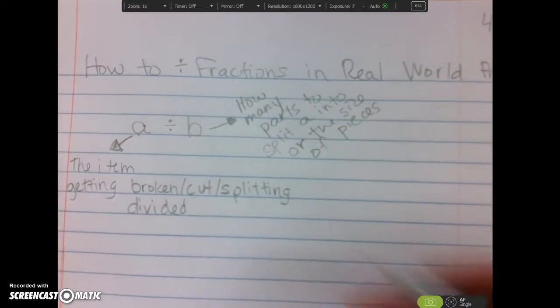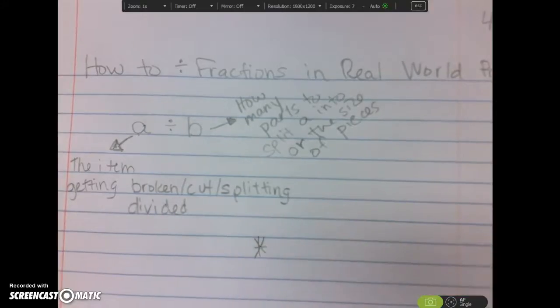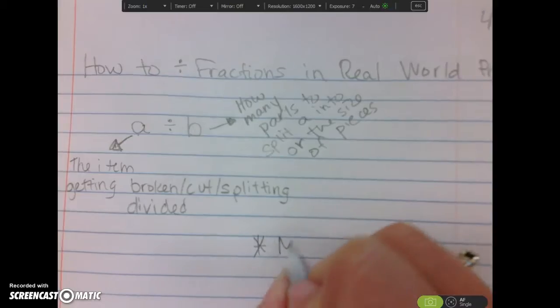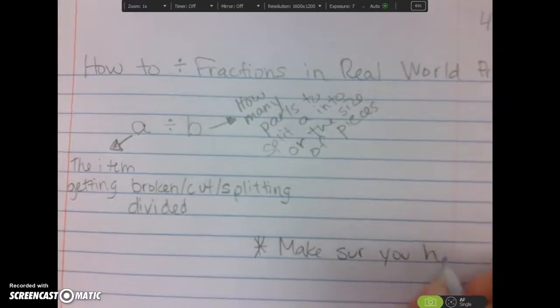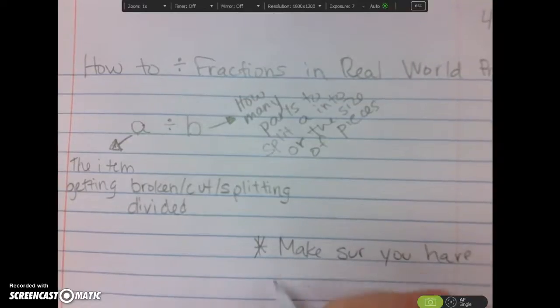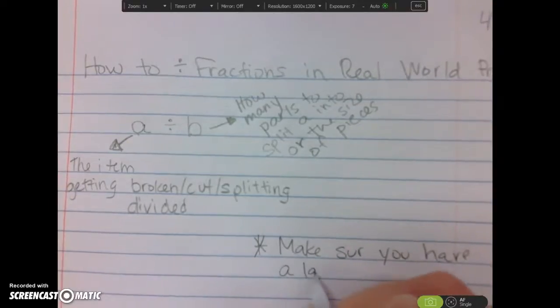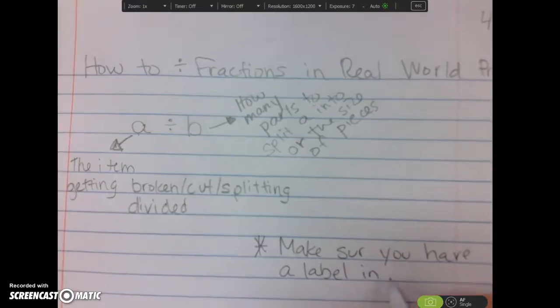Okay, and the other thing to remember when we are dividing with real world problems is you want to make sure you have a label in your answer.